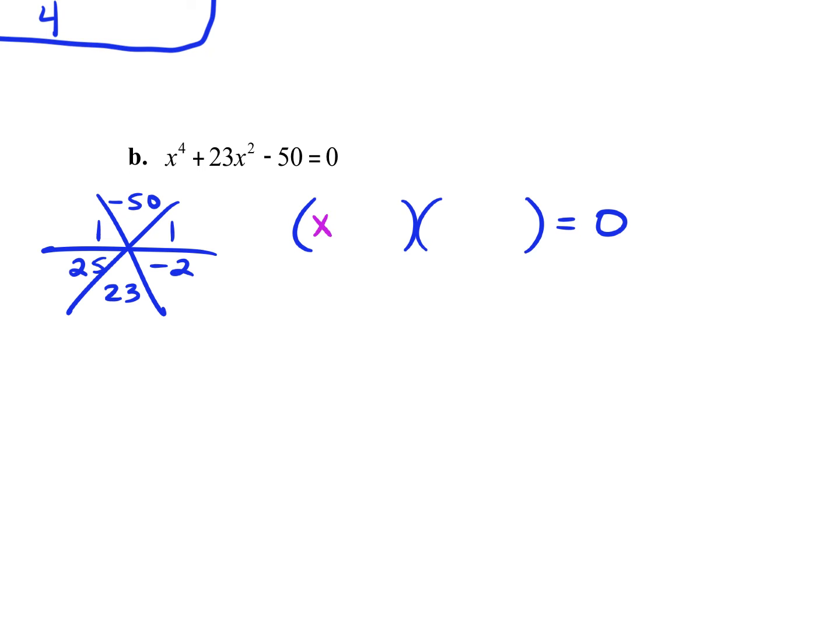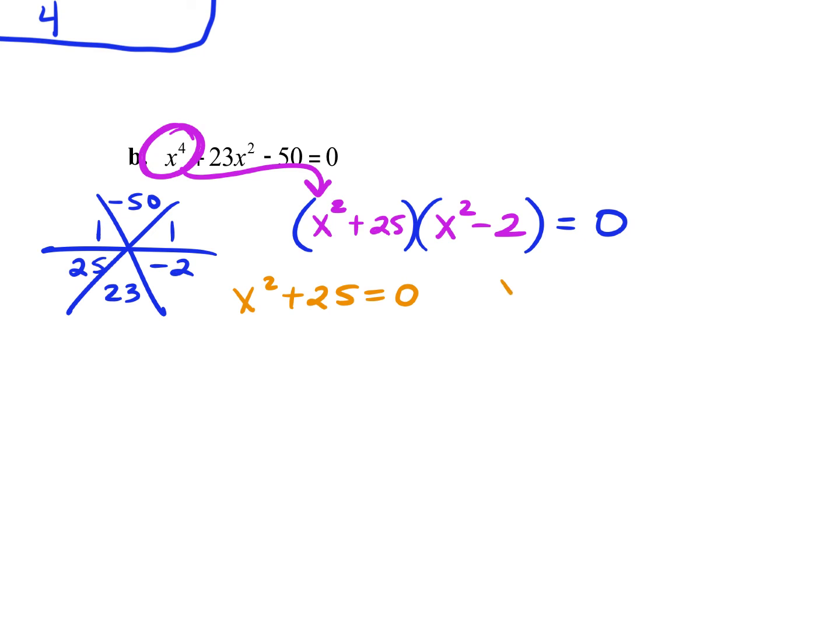Yeah, you got to do the x squared plus 25. So just keep in mind, if this is x to the 4th, then this must be x squared and x squared. Okay? So x squared plus 25, and then x squared minus 2. And now you set them both equal to 0, just like we always do, but with the x squared, it's gonna come out a little different. So x squared plus 25 equals 0, and x squared minus 2 equals 0.